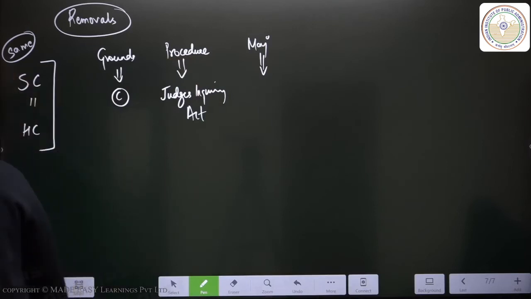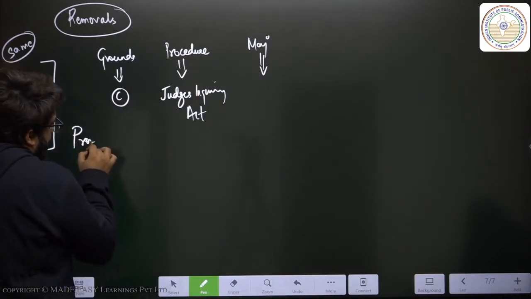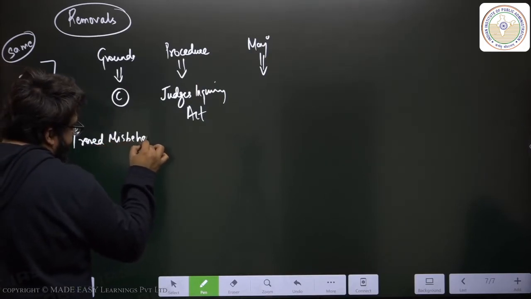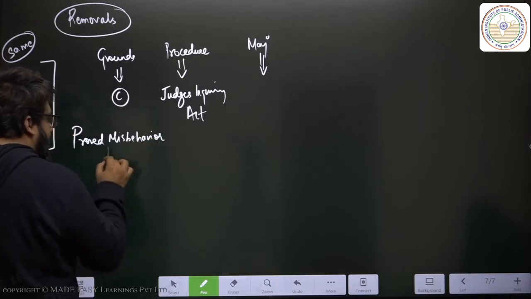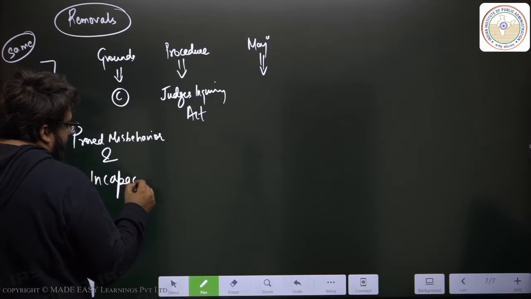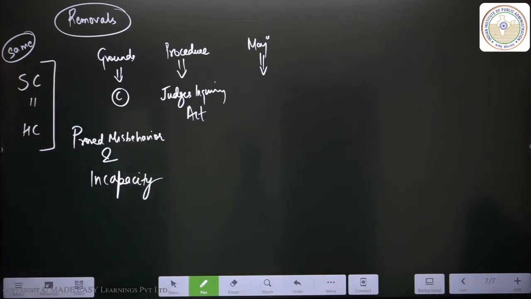So as far as grounds are concerned, there are basically two grounds. First, proved misbehavior, and second is incapacity. Proved misbehavior और incapacity, ठीक है, इन दोनों ग्राउंड्स पे आप निकाल सकते हो.